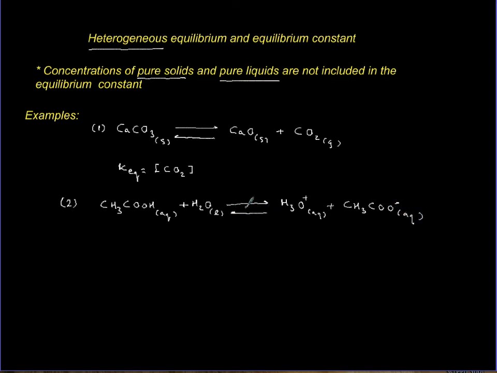And if we ask you to write the equilibrium expression, this is K equilibrium. Since this is an acid, we can also write it as K subscript A for acid. It's products over reactants. Products are aqueous, I write them. Reactants, however, one of them is liquid, which is water, and I'm not going to include it. I only include ethanoic acid in the denominator.